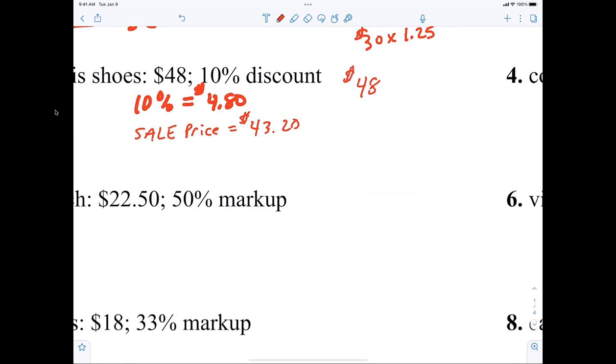Now I want you to go off to the side a little bit. $48 is equal to what percent of the shoes? $48 is 100%. You get a 10% discount, which is $4.80. So my question to you is, what percent of the shoes did you pay for? Think before you say something. You paid 90%. That's right.